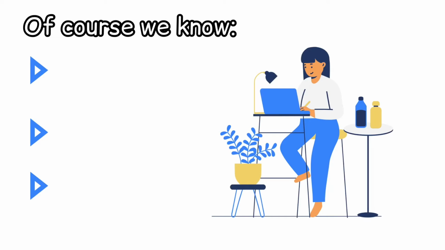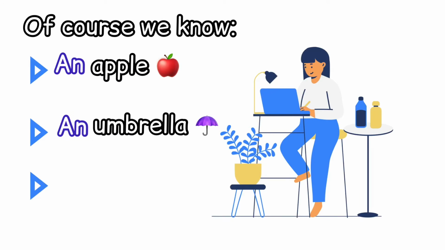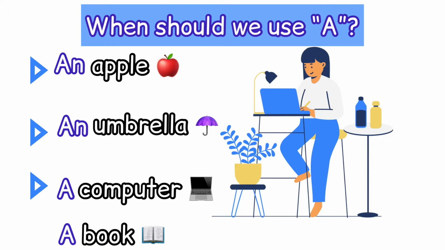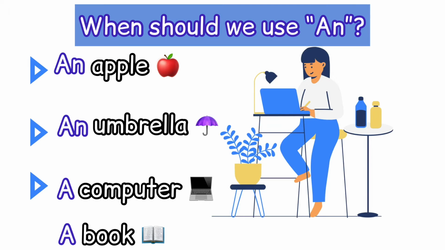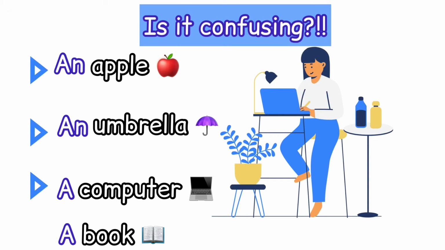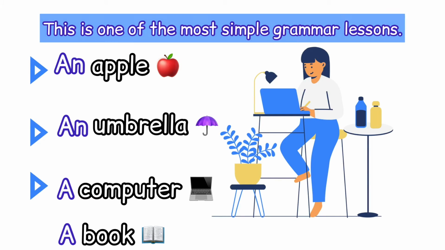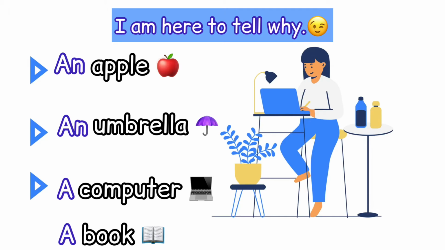Of course, we know an apple, an umbrella, a computer, a book. It is so simple, but when should we use a? When should we use an? Is it confusing? Honestly, no, it is not. This is one of the most simple grammar lessons, and I'm here to tell you why.